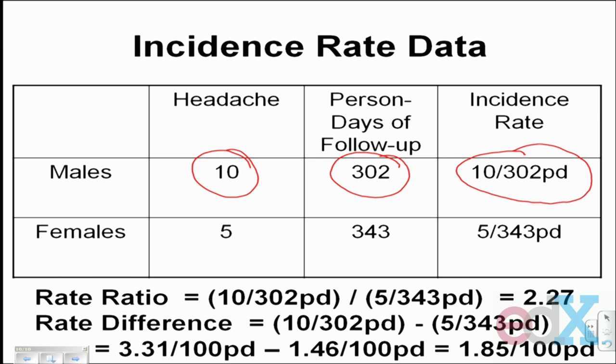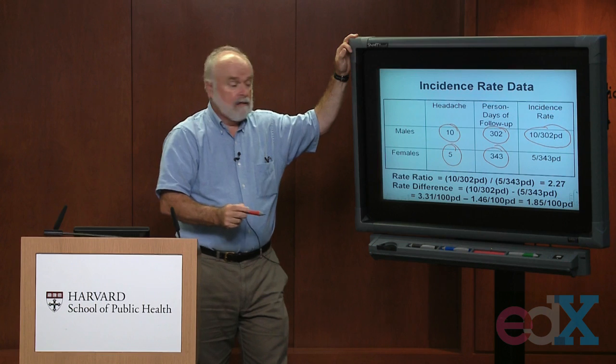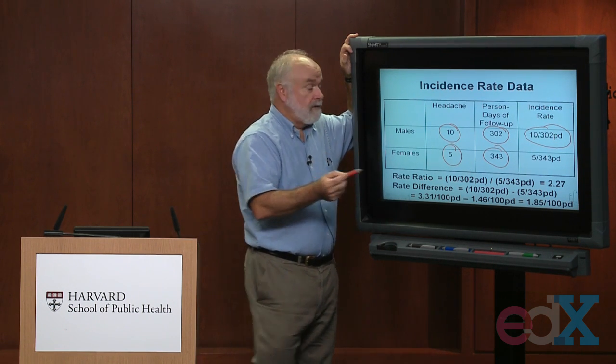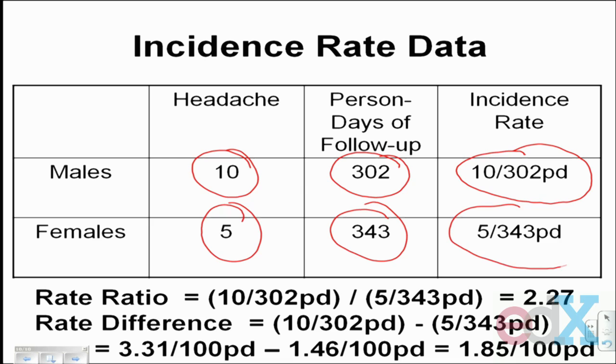For the women, we would observe 343 person days. Out of that, 5 women developed headaches. The incidence rate for women, for females in the study, would be 5 over 343 person days.